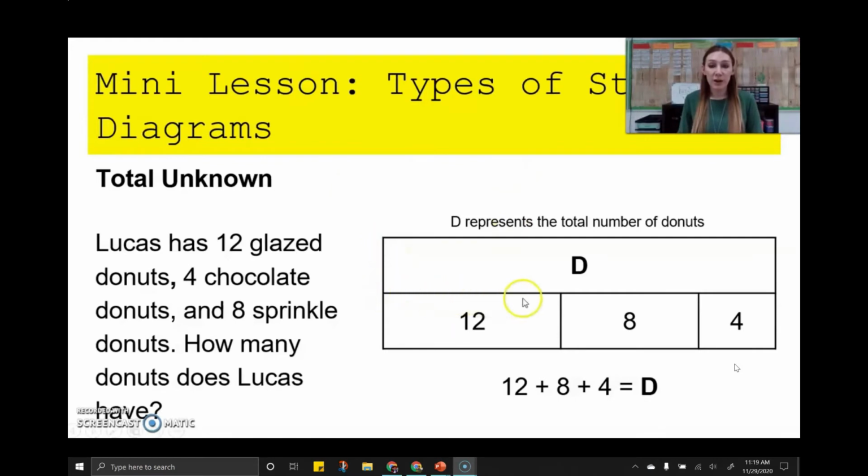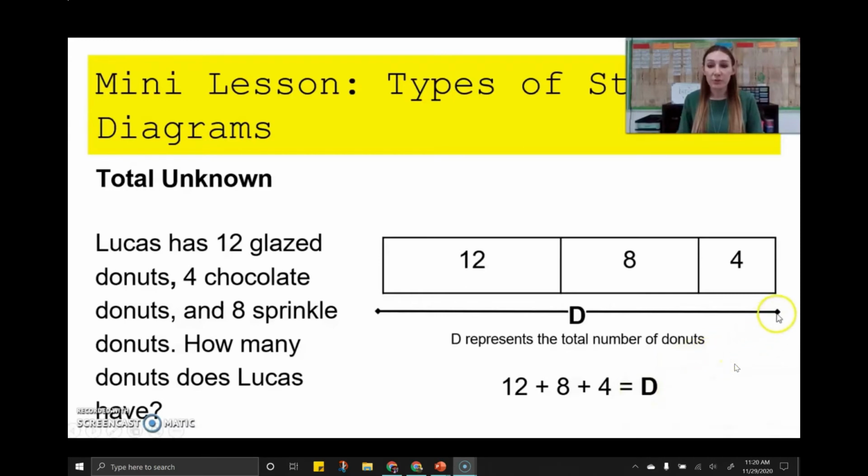So in our strip diagram, this top bar and these bottom bars are equal. Notice that they go the same length, meaning that they are equivalent or equal. So that means that this D up top, which represents the total number of donuts, has to be equal to all these bars on the bottom. So this 12, 8, and 4, when we combine them, is going to be equivalent to D. Because our parts are unequal, we know we're going to be adding and not multiplying. Our equation would be 12 plus 8 plus 4 equals D, the total number of donuts.